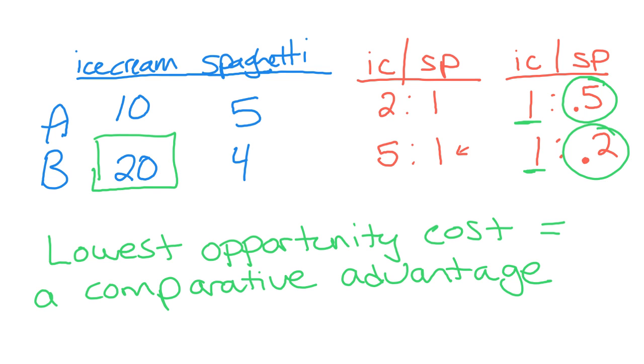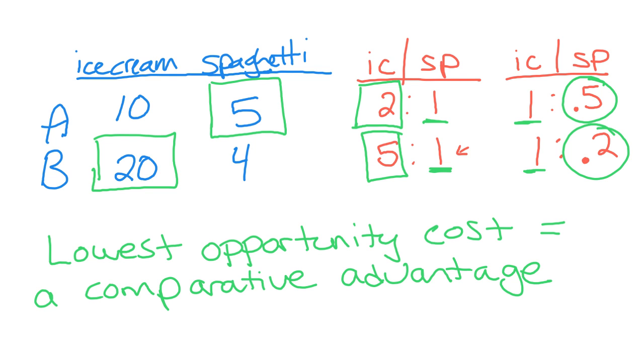Let's take a look at spaghetti. If country A produces 1 spaghetti, they've given up 2 ice creams. If country B produces 1 spaghetti, they've given up 5 ice creams. 2 is lower than 5. So country A has a comparative advantage in spaghetti.